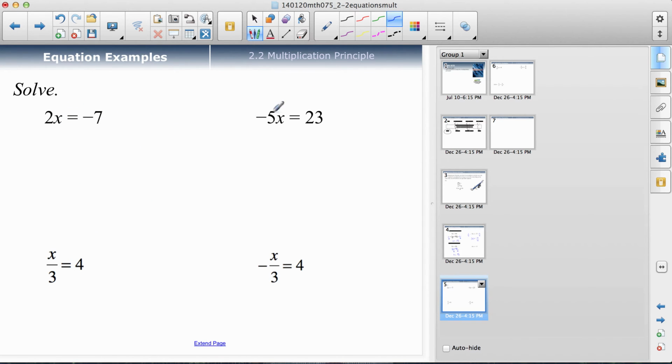Let's maybe try a couple. Try and solve these, press pause, and then press play and see if you got them right.